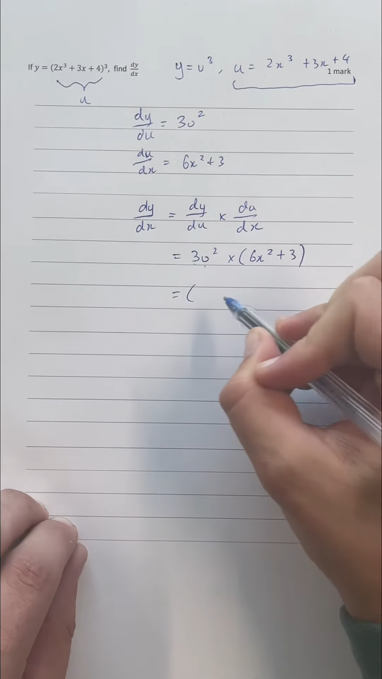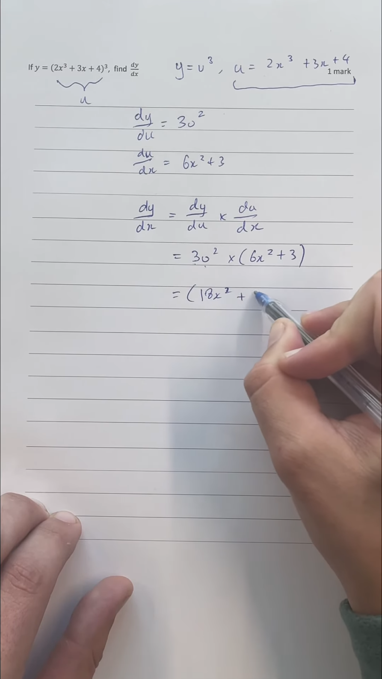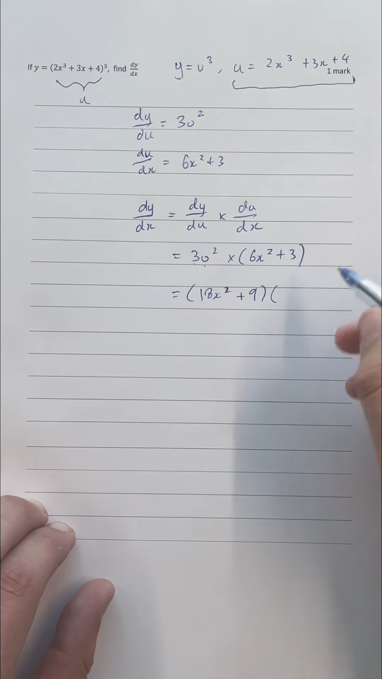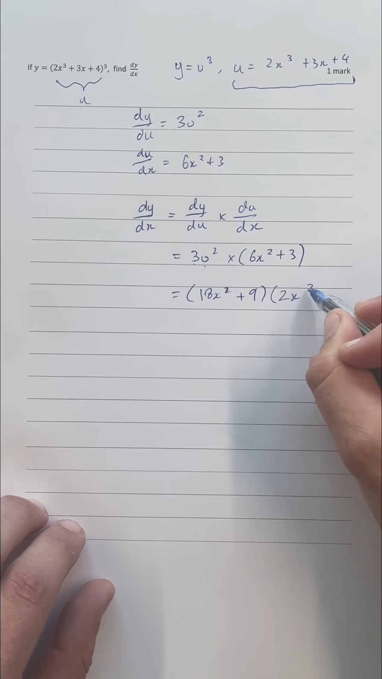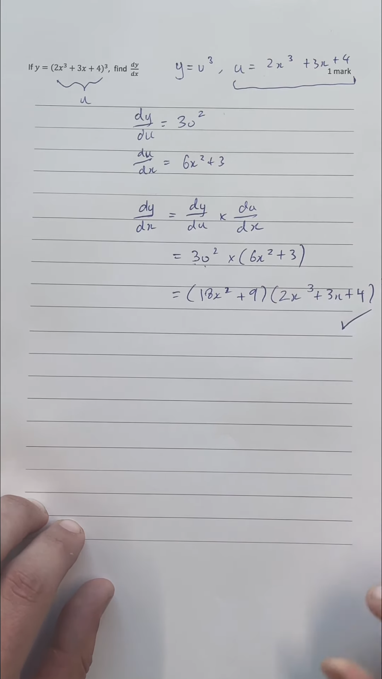So for our final step, we say this is (18x^2 + 9), and then that's multiplied with u^2, which is pretty much just that expression all squared. So we just replace that with (2x^3 + 3x + 4), all squared, as our final answer. Done.